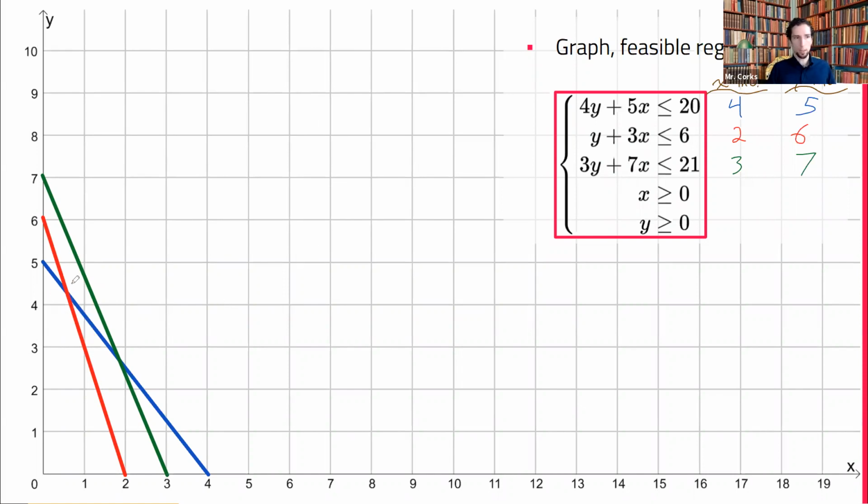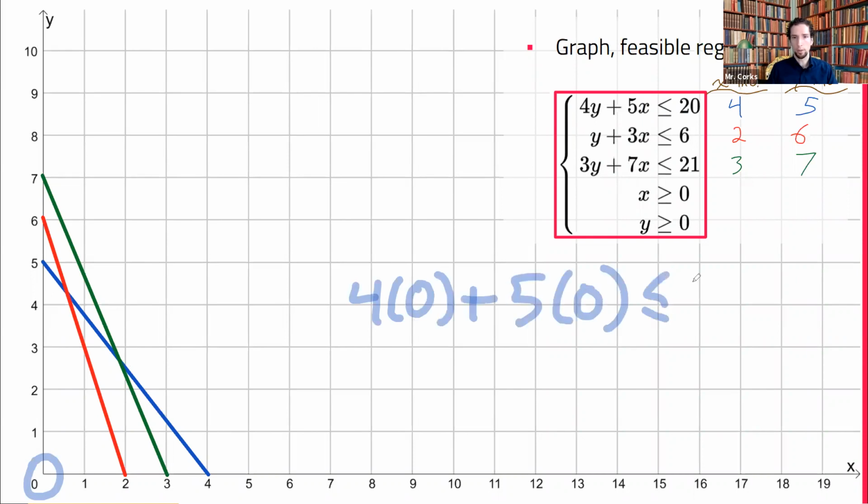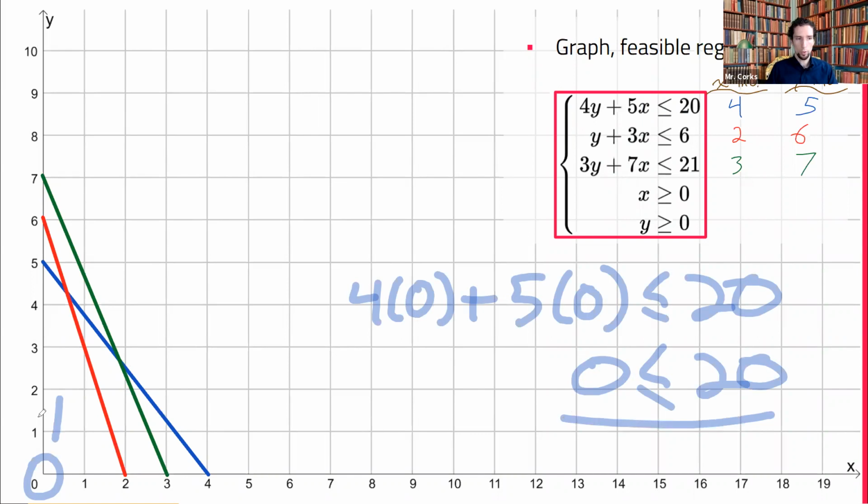Below the lines. Because this is a less than or equal, if we were unclear about that, we could also just consider the origin point. So 4 times 0 plus 5 times 0 is less than or equal to 20. 0 is less than or equal to 20. True statement. So the origin point must be included, so we must be below here.